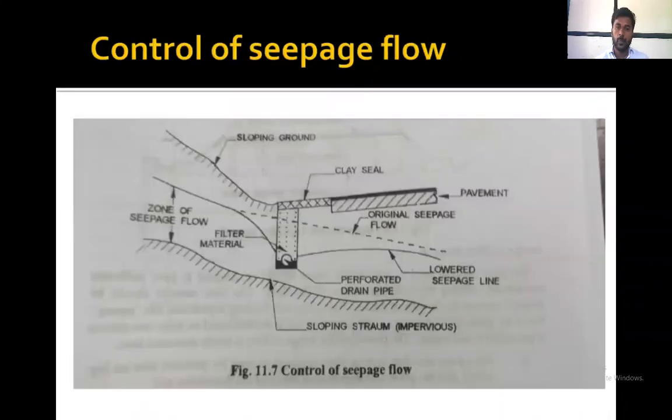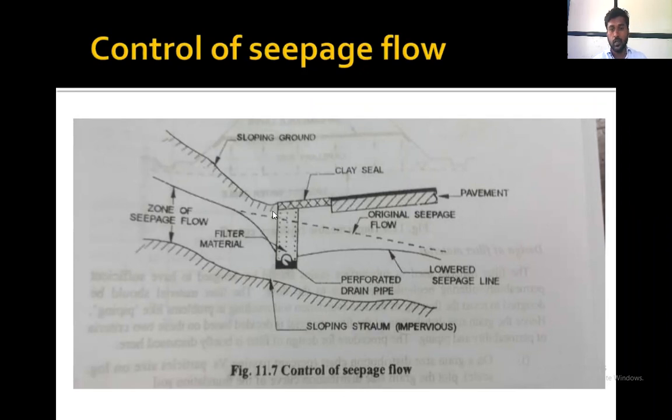We can observe here. See here, this is the slope of the ground, and this dotted line is the seepage line. This is the original seepage line. The seepage flow is coming from the sloping ground towards the road, and this dotted line indicates the original flow route of that seepage flow. And since we have provided the filter as well as the side longitudinal drain pipe, due to this provision of the drain system, what will happen? The seepage flow will get lowered.